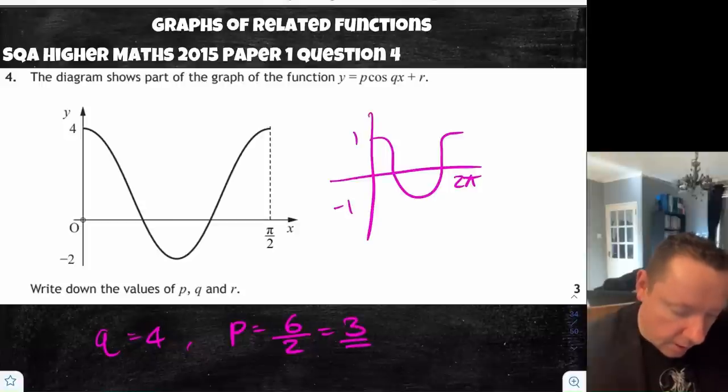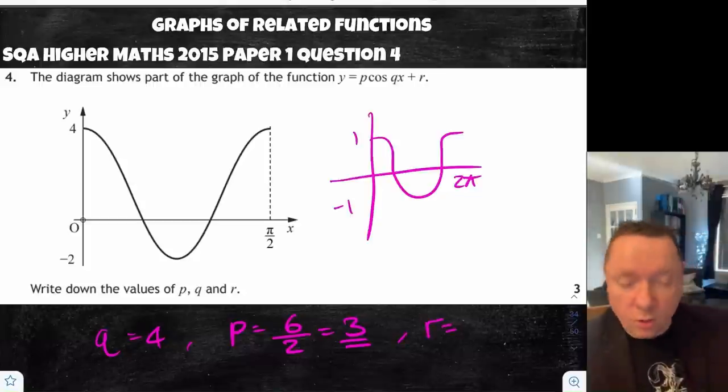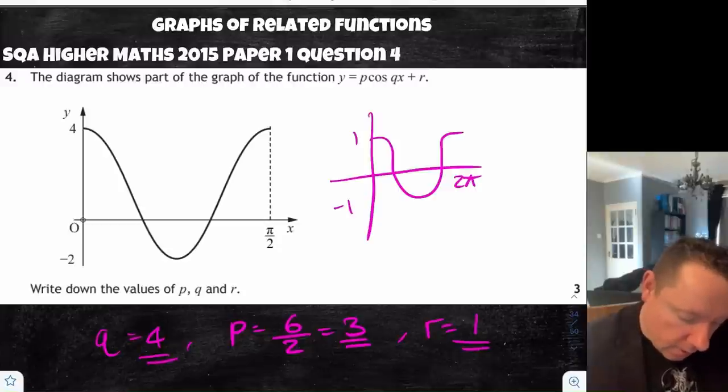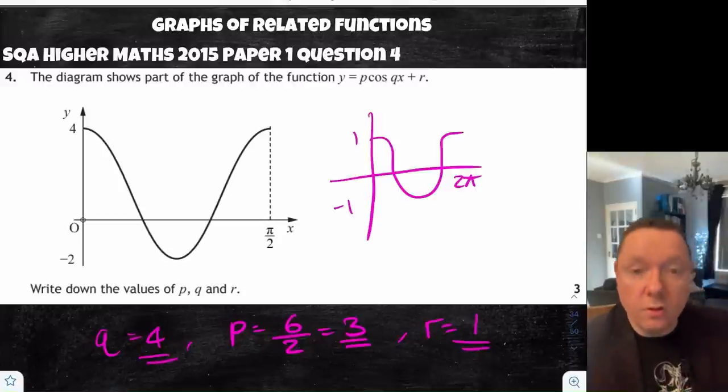P is 3. And then for r, well, now I've got p, it's easy. If it was just 3 cos x, it would go up to 3, but it starts at 4, so I've added 1. So r is just equal to 1. And we're done there. We'll write down the values of p, q, and r. Now, what's the function? 3 cos 4x plus 1.